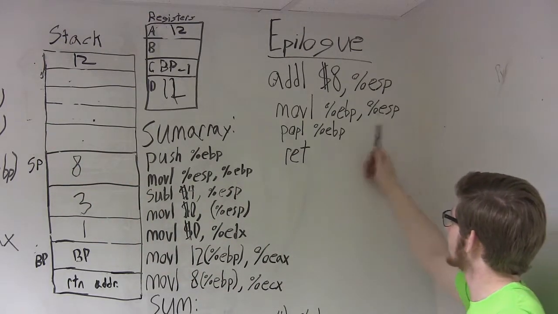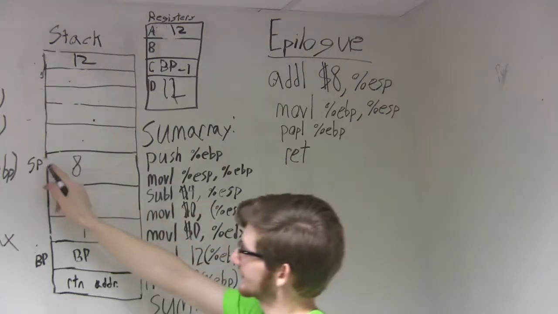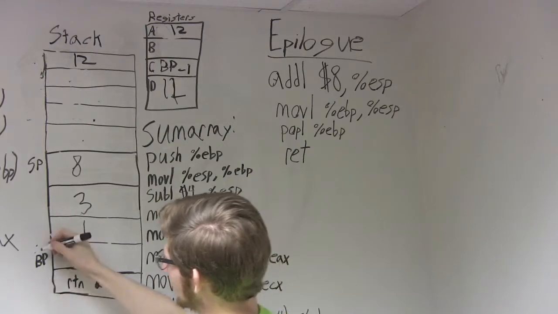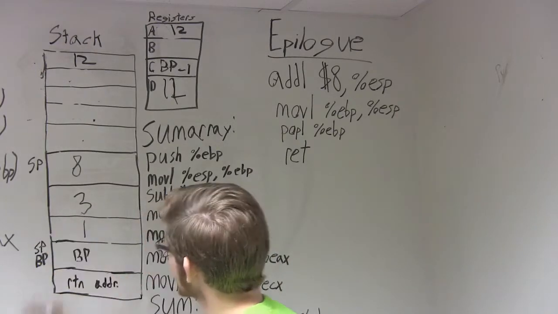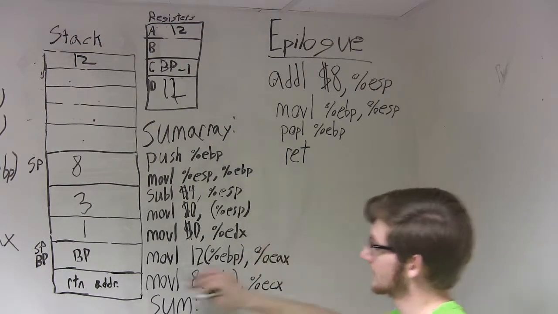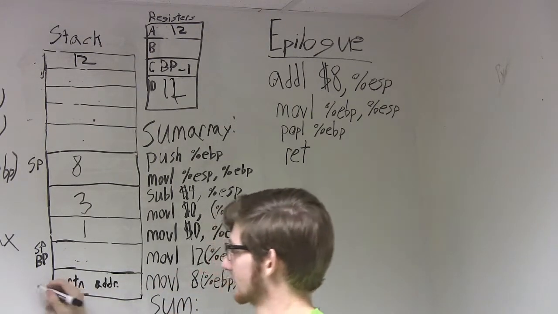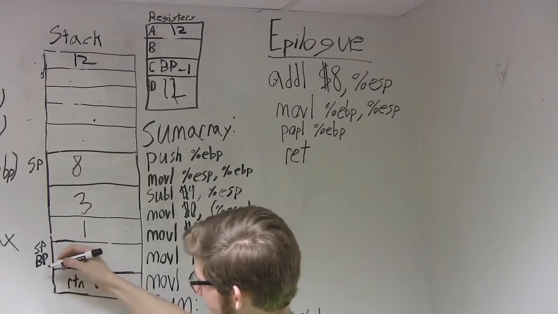We then move the base pointer to the stack pointer. By doing that, it basically takes the stack pointer and moves it to the bottom where the base pointer is. Then we pop the base pointer, incrementing the stack again to the return address of my func.